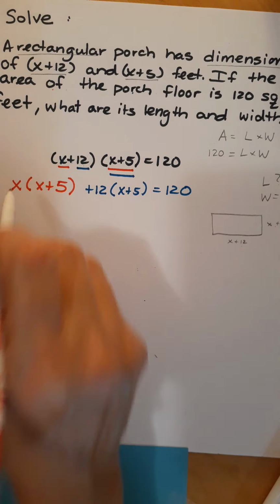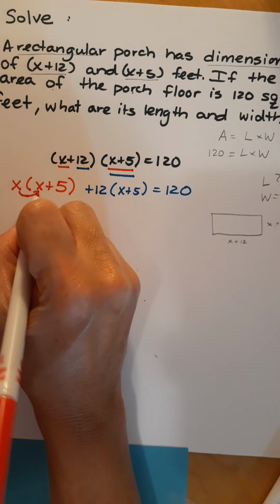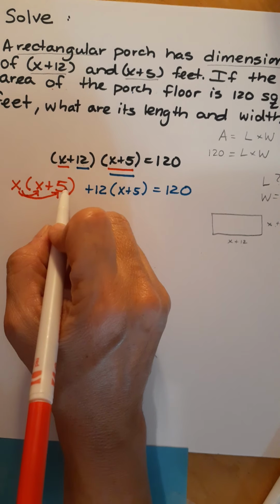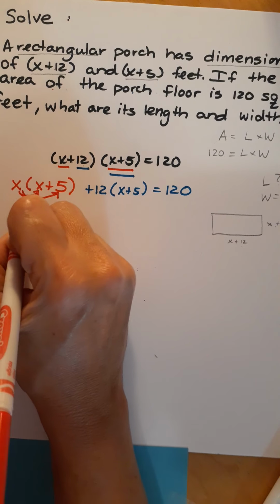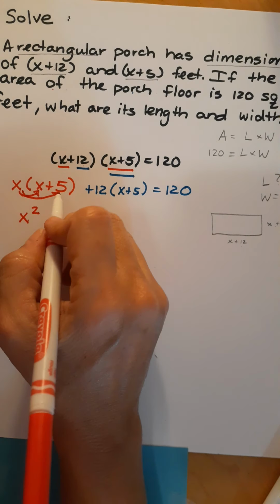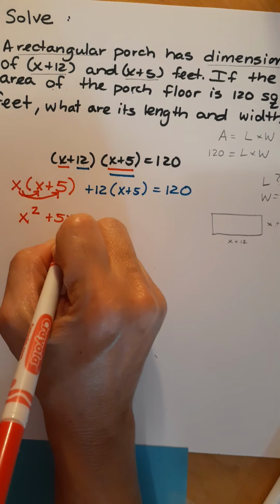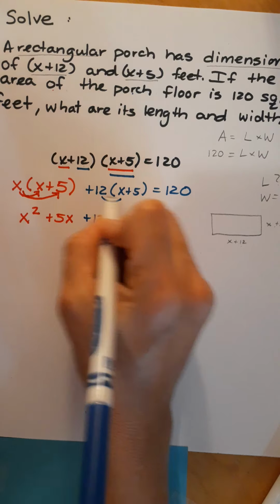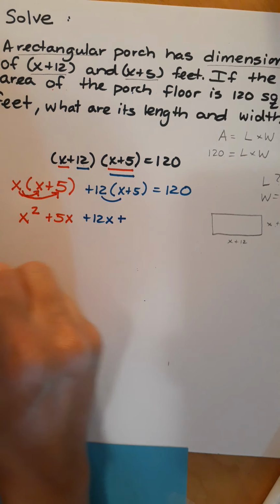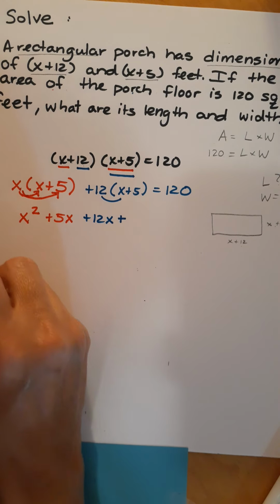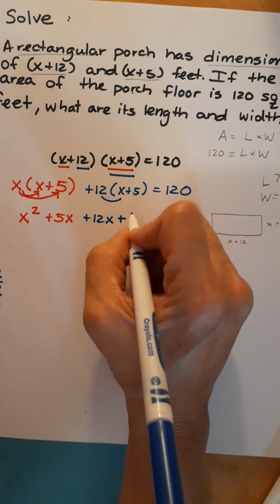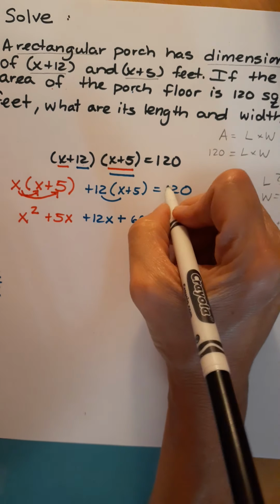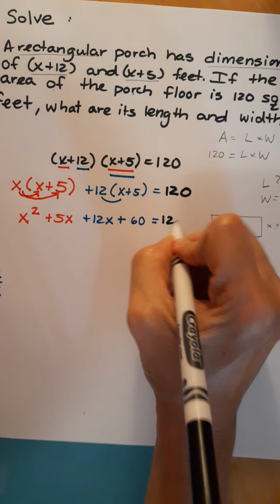Now we're going to use the distributive property, and we're going to multiply this x outside by every term inside the parentheses. X times x gives me x squared. X times 5 gives me 5x. And then 12 times x gives me 12x. And 12 times 5, if you forget, we can write it down here. 12 times 5, carry the 1, 60, will give me 60. Equal to, I'm going to write this in black because that's from the general formula, 120.